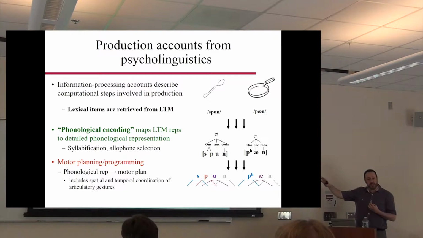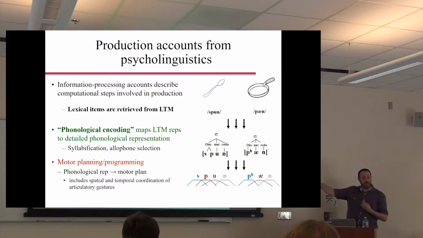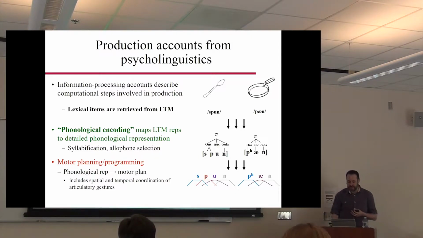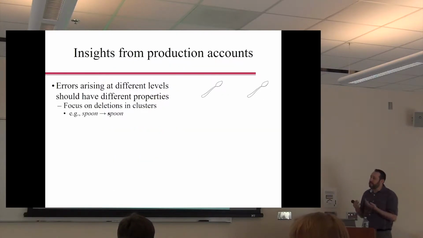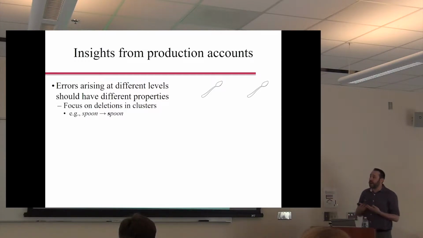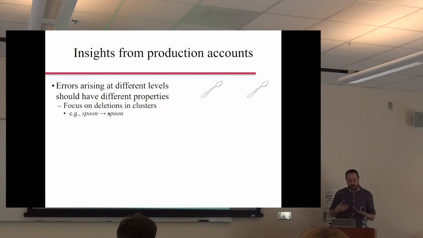There are some differences in how people think about their interaction, the degree to which they interact, but there's still this general idea that there are these different systems. So how do we think about the errors that might occur? The idea, when we have these different computations taking place in order to produce language, is that errors can arise at different levels in those computations.